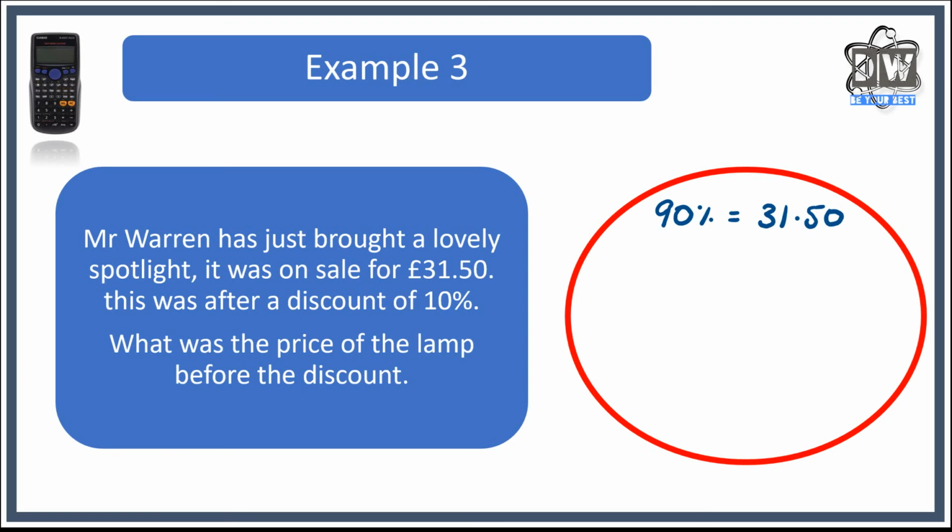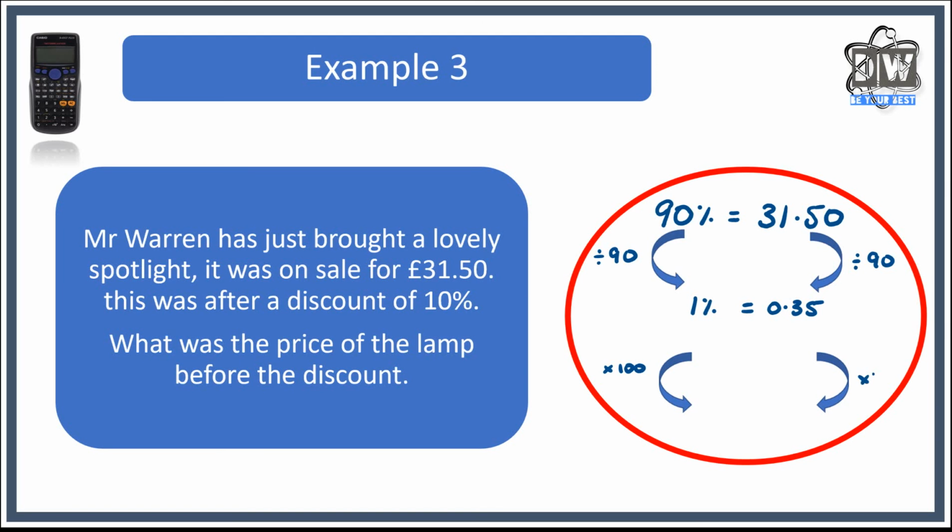Okie dokie, so to get to 1%, that's the key, remember, I have to divide 90 by 90. Whatever I do to one side, I do to the other side. So 31.5 divided by 90 gives me 0.35. Now I need to times that by 100 and times that by 100, and I end up with my Spotlight or lamp costing £35.